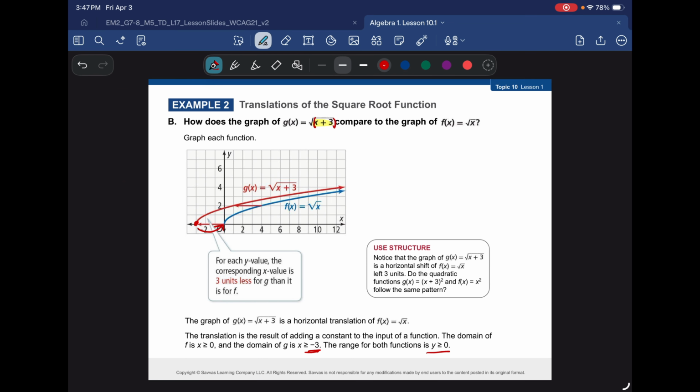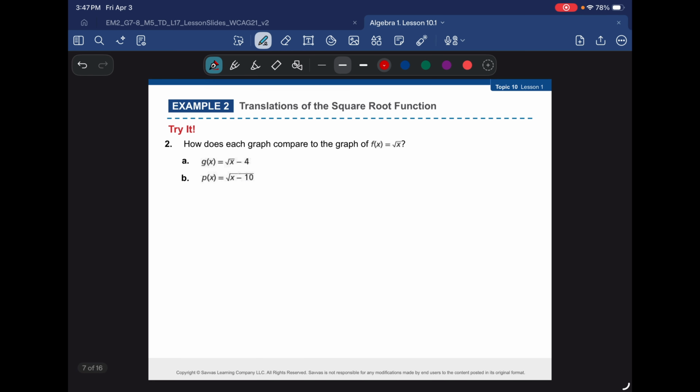All right, let's take a look at the next example. Try it. How does each graph compare to the parent function? So we're just looking to describe what kind of translation occurred. And I like to just draw arrows so I can show you which direction the graph would go. So as we're looking at the new function g of x, I can see that the change happens outside the parentheses. So I know that this is a vertical translation, which means it's going to go down 4 units.